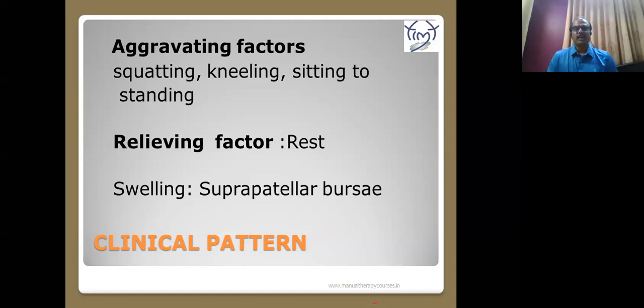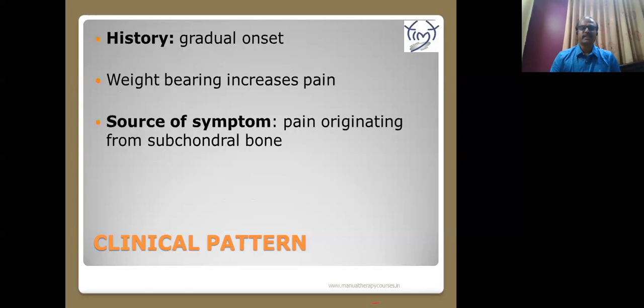So these are the commonest things which we understand from the patient, about what the activities are which cause the dysfunction or the disability or limitation of the person. And swelling. Mostly people say they have a lot of swelling, a big kind of swelling in the knee. And this could be probably because of the suprapatellar bursa. So suprapatellar bursa can cause a swelling.